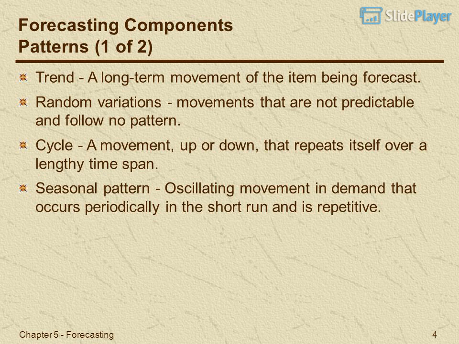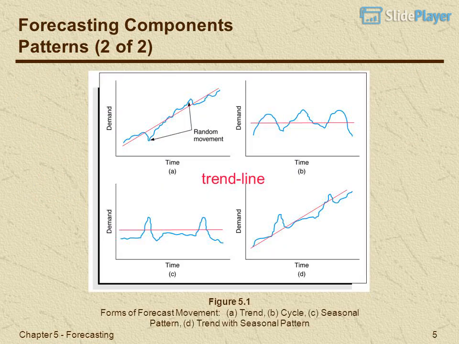Forecasting Components. Patterns, 2 of 2. Trend line. Figure 5.1, forms of forecast movement: A, trend; B, cycle; C, seasonal pattern; D, trend with seasonal pattern.